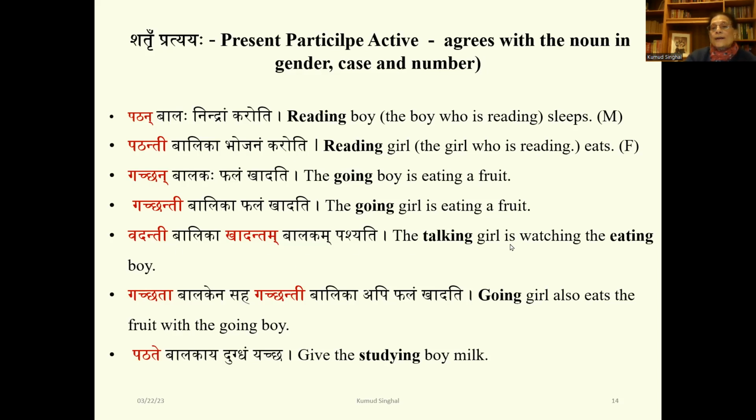Now here, look at this one. The talking girl is watching the eating boy. So the girl who is talking is watching the boy who is eating. The girl who is talking, so balika, you will have vadanti, right? Vadanti balika, the girl who is talking. Now, balakam is in second case, ekavachana. So here you will have khadantam.